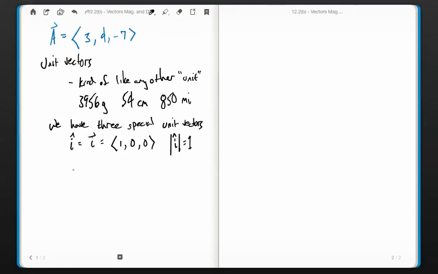And then there's another one called j hat. J hat equals, as you might guess, it doesn't go in the x direction at all, but it does go in the y direction, and it doesn't go at all in the z direction. Likewise, the magnitude of j hat is also 1: 0 squared plus 1 squared plus 0 squared. Finally, the vector k hat, I bet you can guess what this is, doesn't go in the x direction, doesn't go in the y direction, but it does go in the z direction. That's k hat.